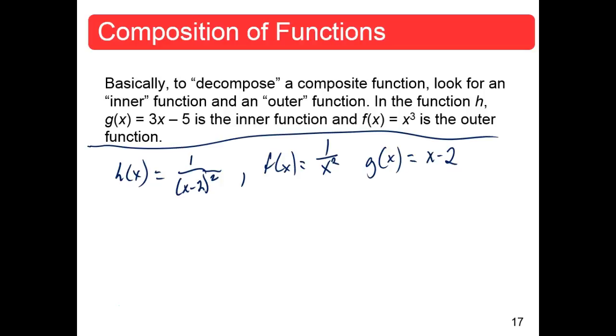Any question on that? And by the way, they did the g of x to be x minus 2, and then the f of x would be 1 over x squared. And by the way, I hope you're familiar with this. Can you give me another way to write the f of x rather than 1 over x squared? Yes, x to the negative 2. That is another way to write 1 over x squared.